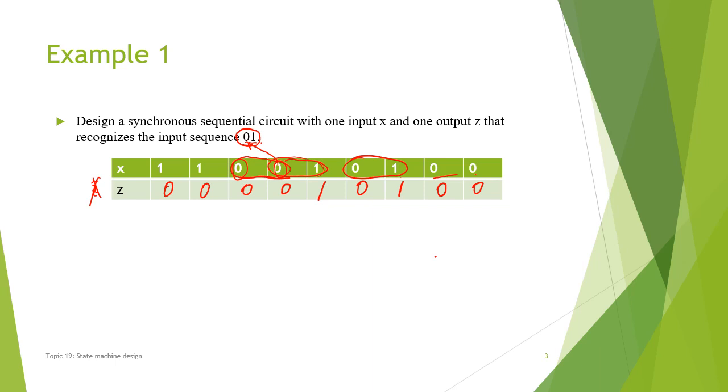Now we need to think how to build up the state machine. The first thing is to try to figure out the state diagram. But to do that, first we need to know how many states we have here. So let's say we have an initial state S0. S0 stands for the first bit of data coming. It could be 1, could be 0.